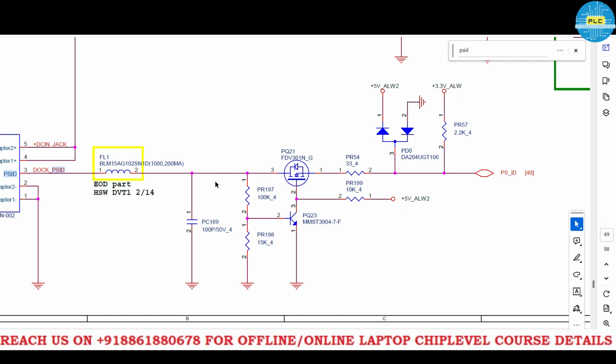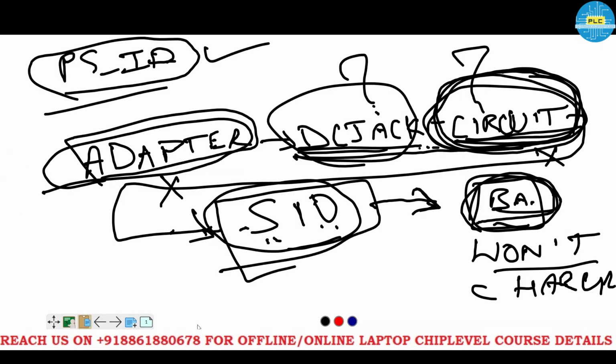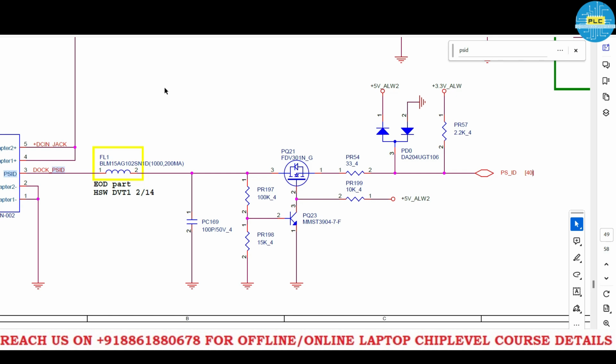PSID, power source identifier, is going to Super IO. Already what I told, adapter is required and Super IO is required. DC jack through this circuit is going. Now I opened one schematic. Now this is the concept.